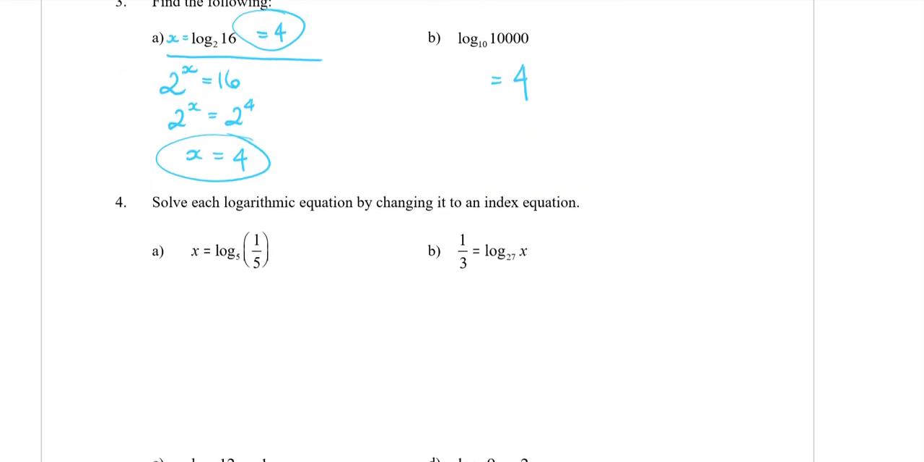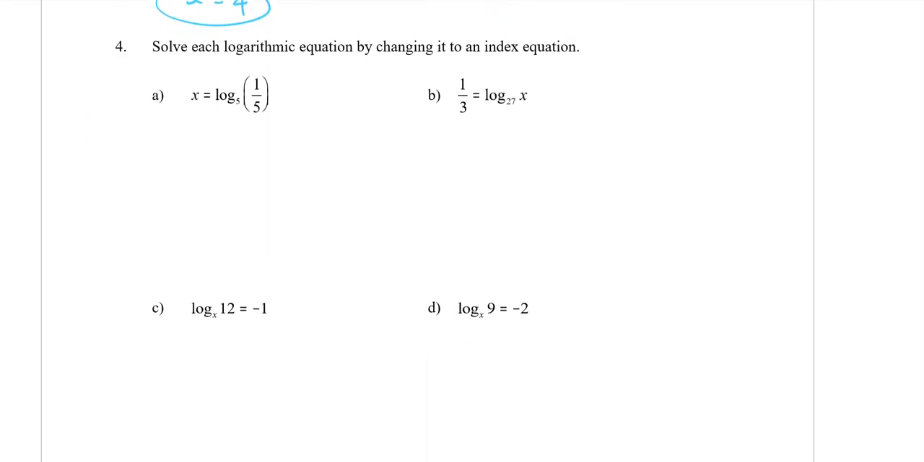Question 4 is all about solving them as equations. It says to solve each logarithmic equation by changing it into an index equation. So that means we're going to be sliding the bases across. So for the first one, x equals log base 5. We slide the base 5 over to the other side and it will become 5 to the power of x is equal to 1/5.